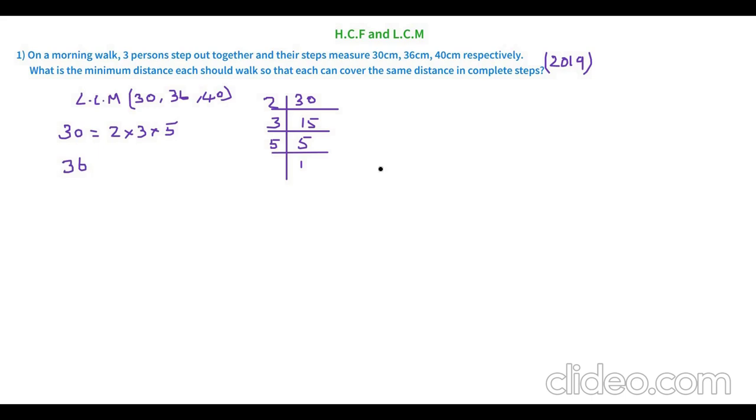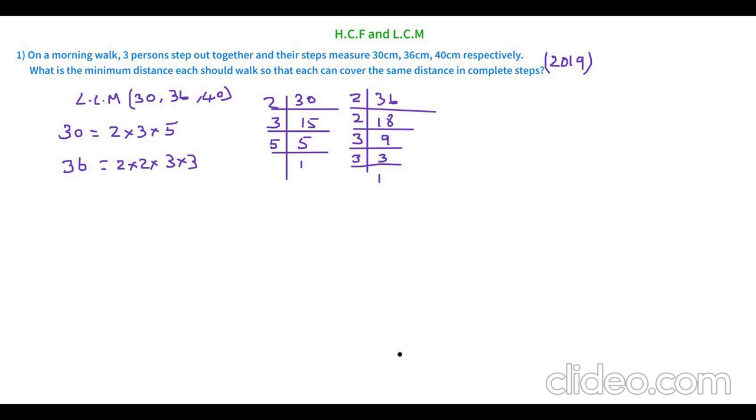Now let's find the LCM for 36. The same method. 36 is divisible by 2, 2 times 18. Then 18 is again divisible by 2, and we get 9. 9 is divisible by 3 and then 3, 1. So we have got the prime factorization of 36, that is 2 times 2 times 3 times 3. So we have found it for 36.